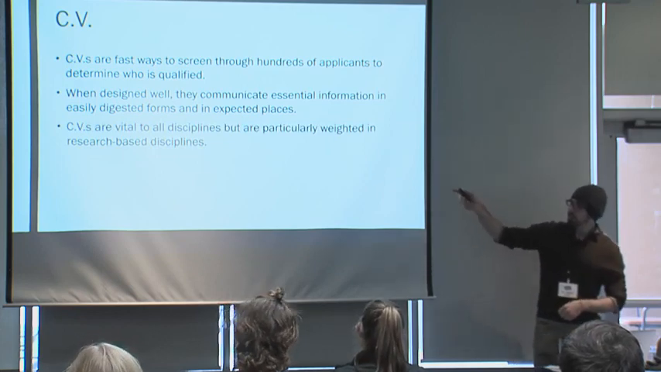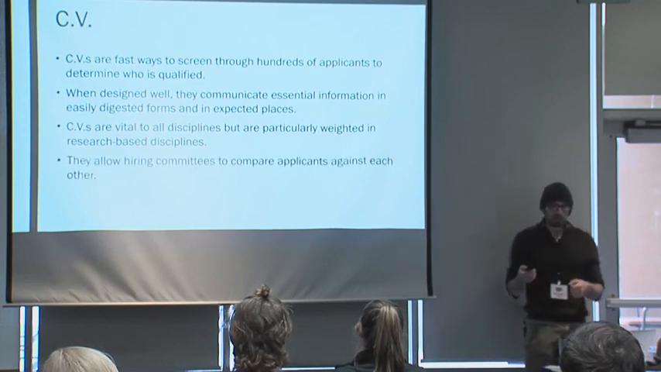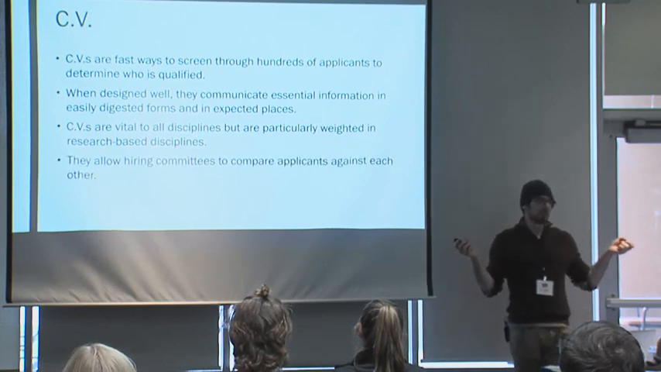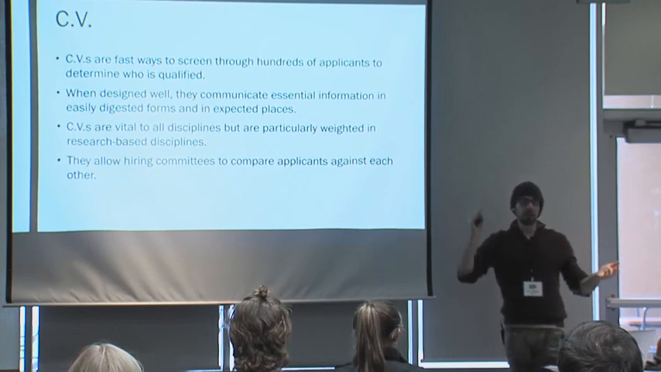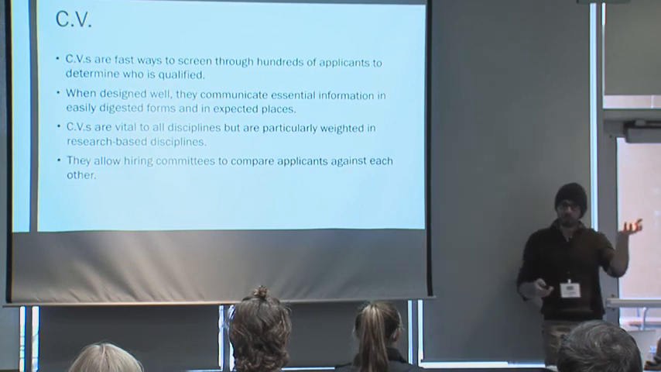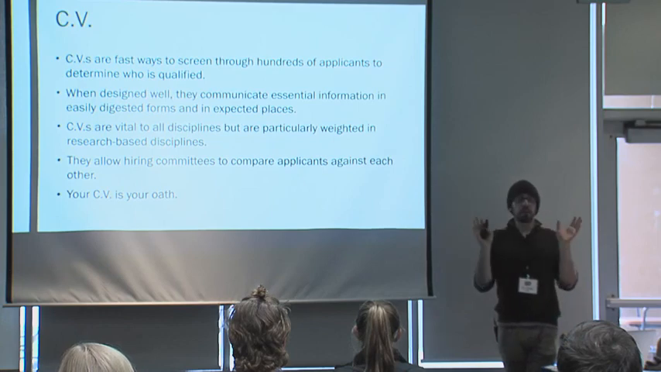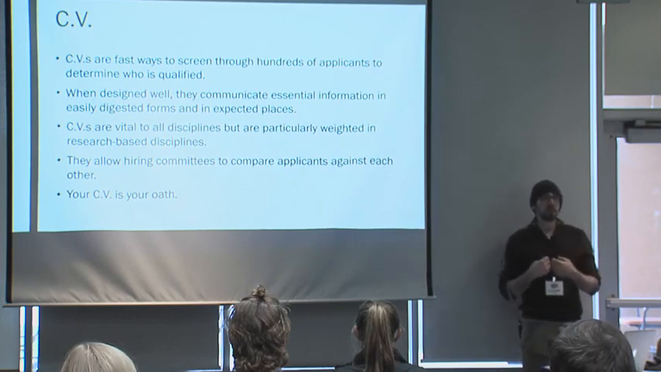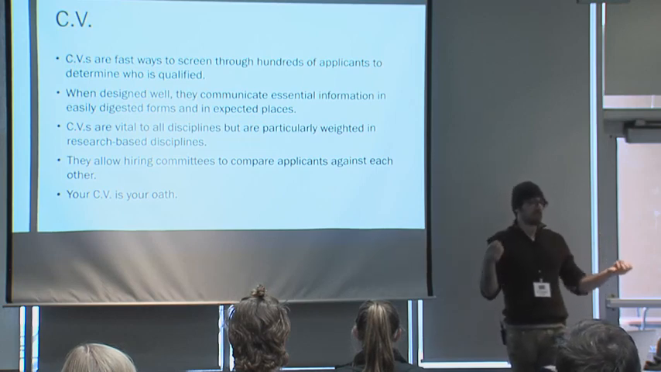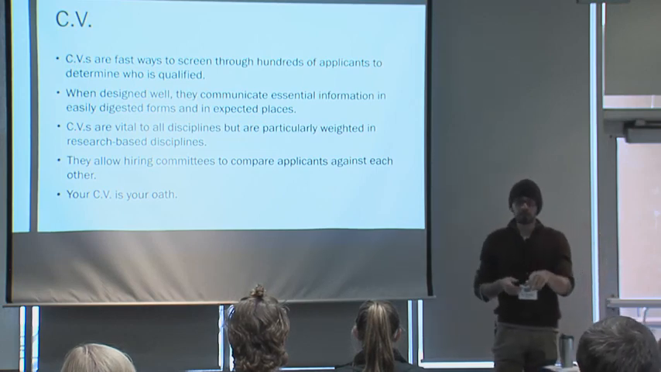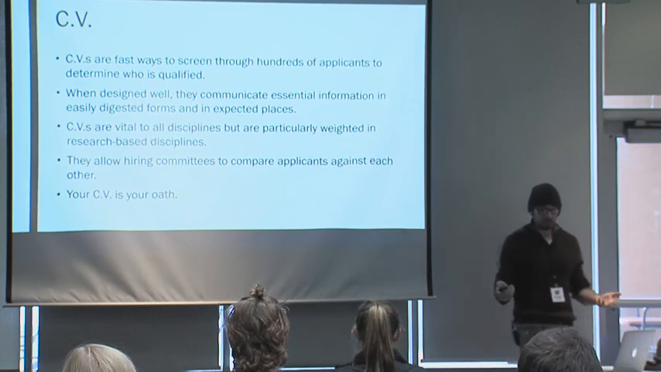CVs are vital, specifically for any research job, they're very important. And, again, not that it's fair, but it's one way applicants can directly compare, because they can look at a journal name and be like, well, this one has a higher ranking. This person had X many more grants. And keep in mind, it's your oath. Not to say that everything isn't supposed to be true, but when you say, like, I am really passionate about teaching, that's a qualitative statement. It's not like you're going to prove it. But if you say you published in a journal, you better have published in that journal. You can lose your position for faking information.